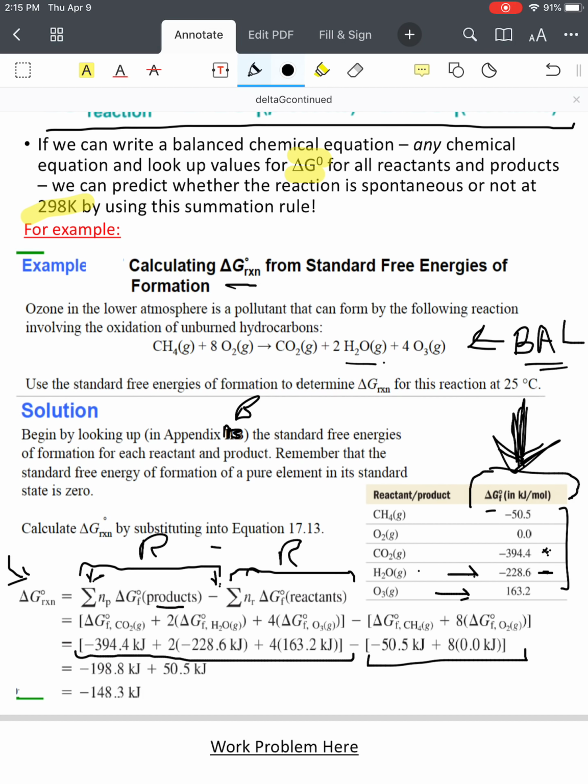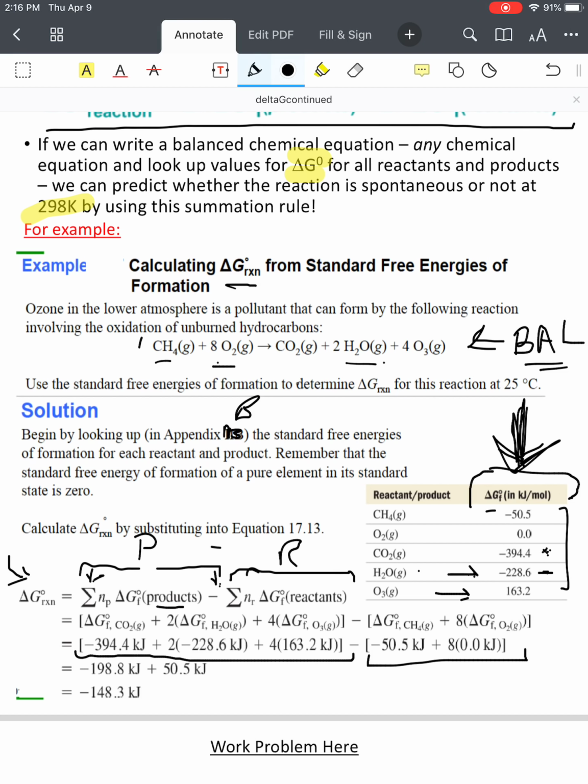Products minus reactants. So we have a little bit more math work to do. What we do is we look at our reactants. We have two, methane and oxygen.